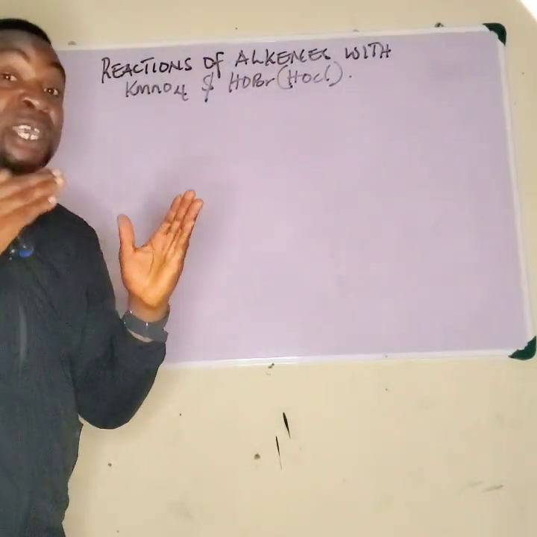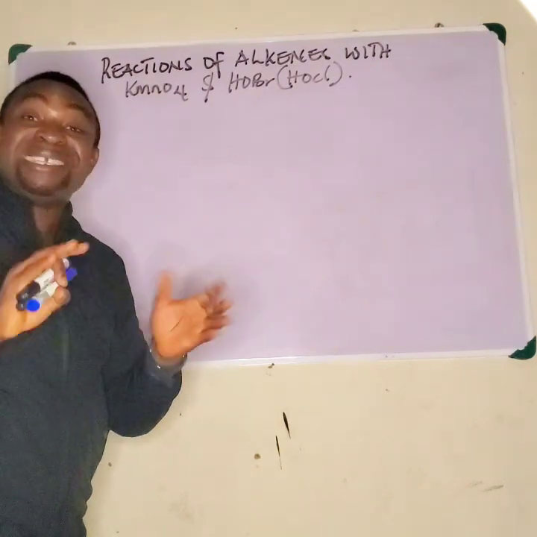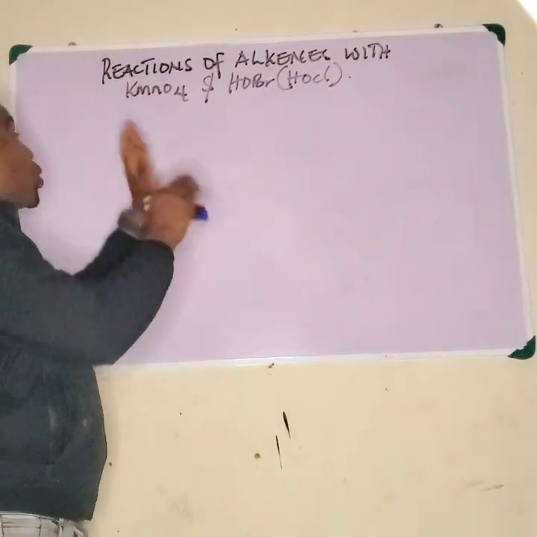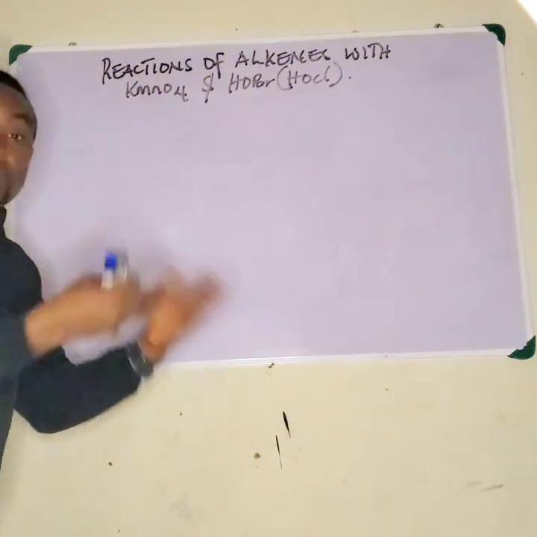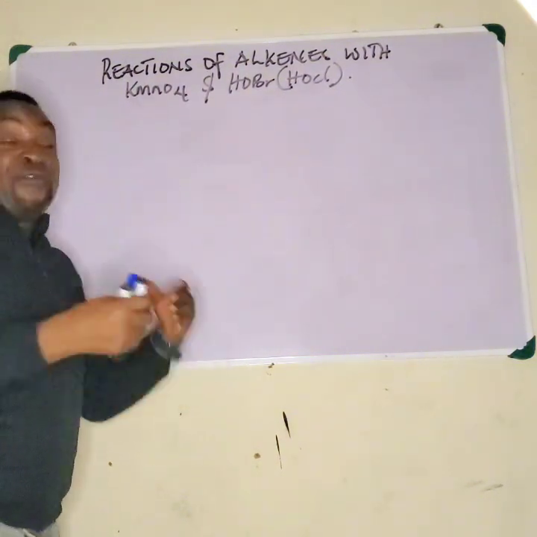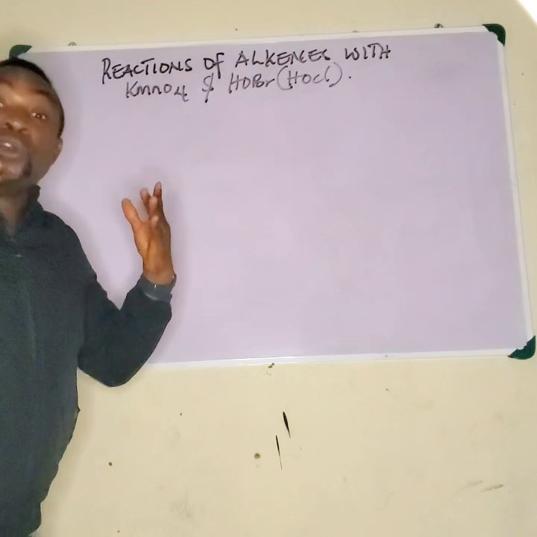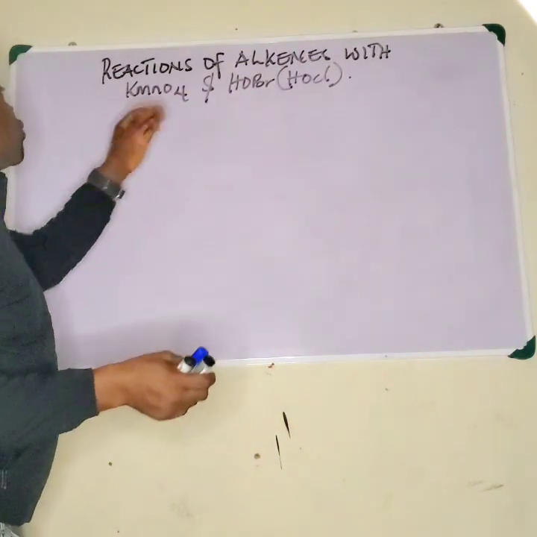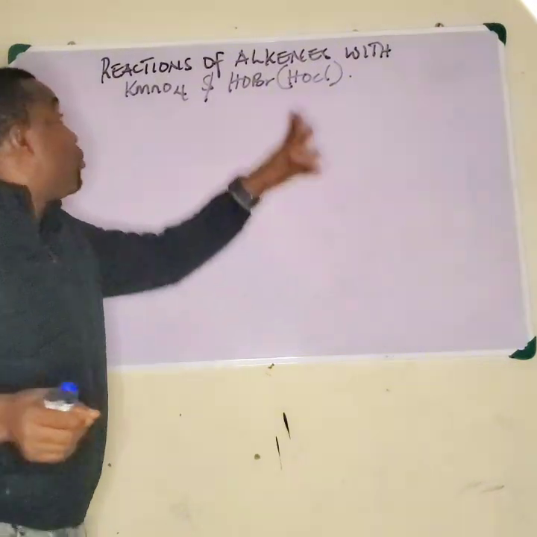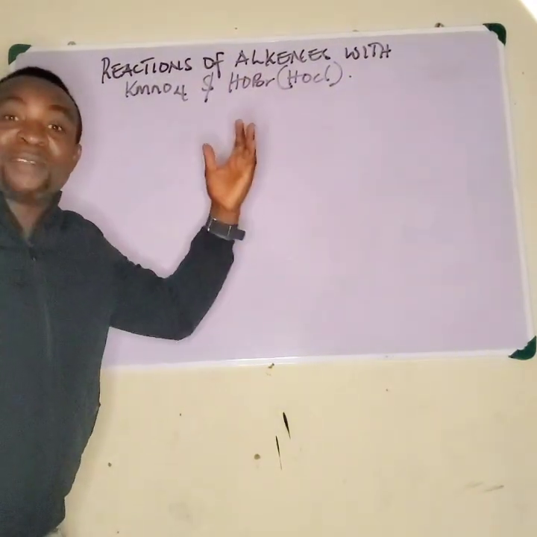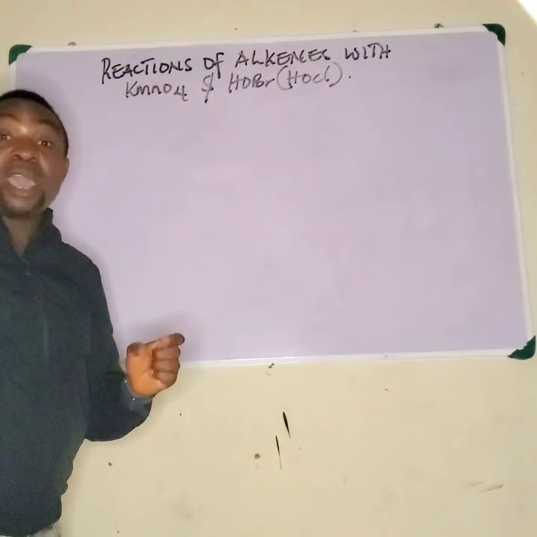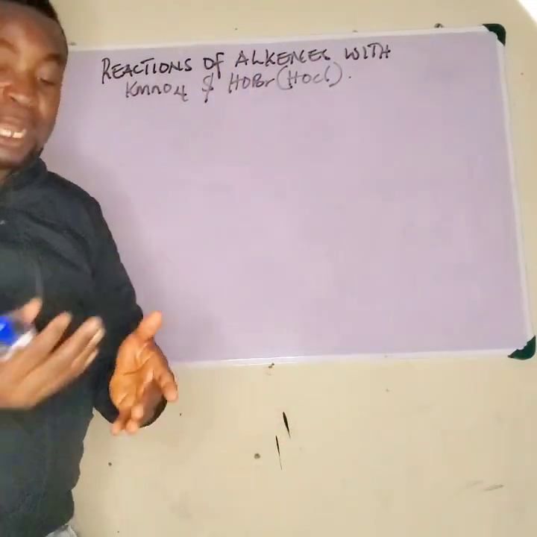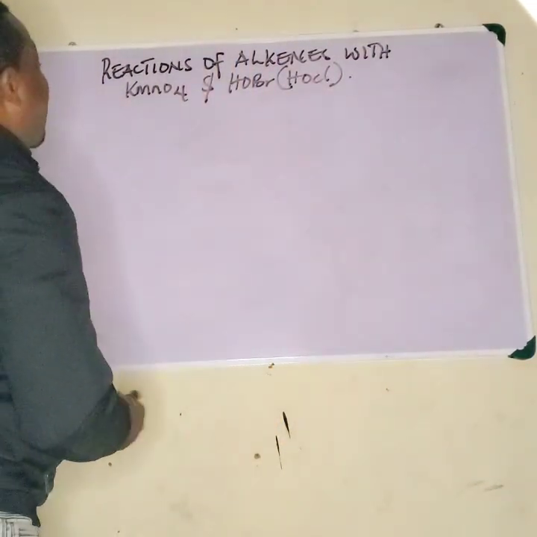If you perform this experiment in the lab, it is didactic, it is teaching in itself. You don't need to talk much on this because KMnO4 is acidified potassium tetraoxo manganate 7. All you need to do is to bring a sample of alkene, any of the alkenes, and you add your KMnO4. You will see that the purple color becomes clear and colorless. That is just it. But let's demonstrate it.